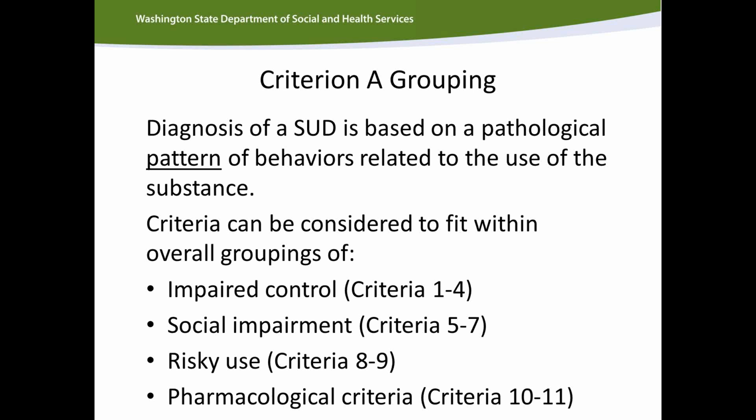And then there's the pharmacological criteria. Tolerance, number 10, is a need for markedly increased amounts of alcohol to achieve the same effect, or a markedly diminished effect with continued use of the same amount. Tolerance is one that is often also misunderstood. What this criterion is talking about is a change over time in the tolerance to a particular substance. It's not that the person has the ability to consume a lot of it.